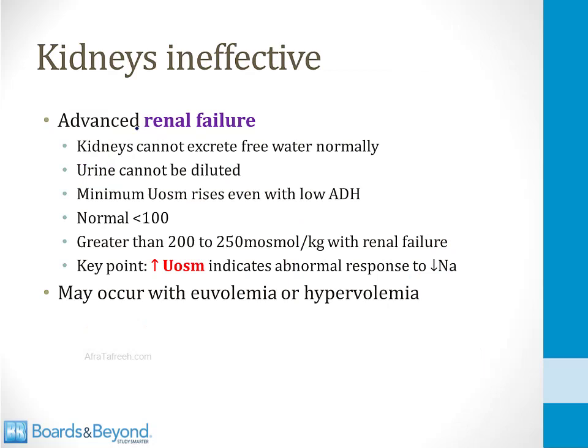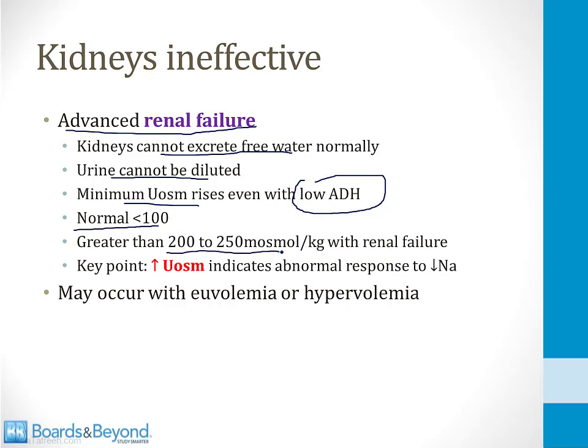The second setting where hyponatremia can occur is when the kidneys are ineffective, and this can be seen in advanced renal failure patients. When there is advanced renal failure, the kidneys cannot excrete free water normally. This means that the urine cannot be diluted. Therefore, the minimum urinary osmolarity that the kidneys can produce will rise even in the setting of very low ADH. When ADH levels are low, normal kidneys will produce a very dilute urine with a urinary osmolarity that is less than 100. However, in patients with advanced renal failure, the minimum urinary osmolarity can rise to the 200 to 250 range, even in the setting of very low ADH.